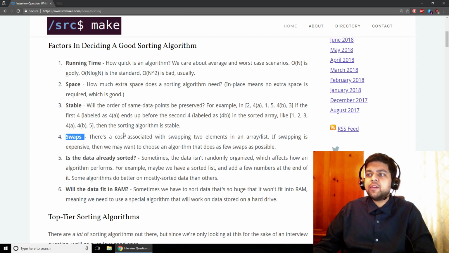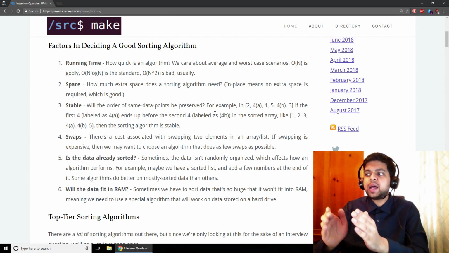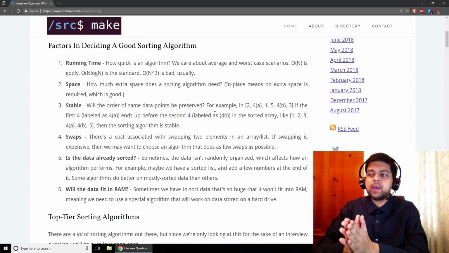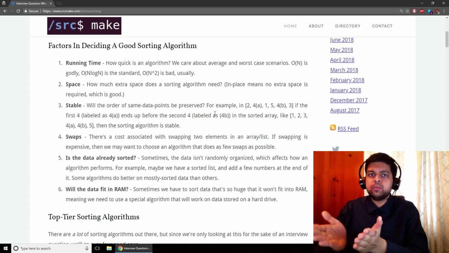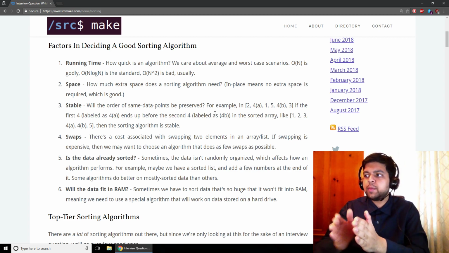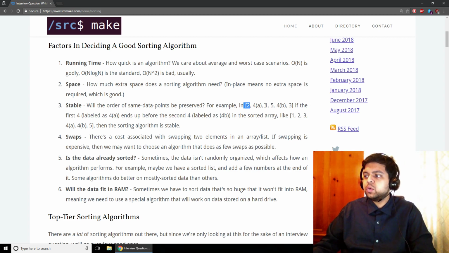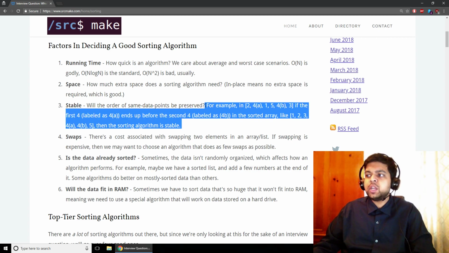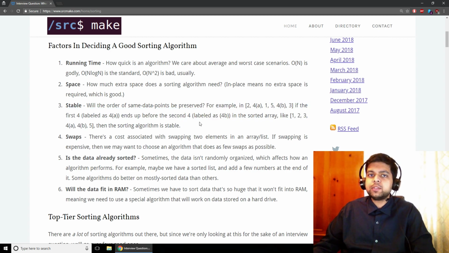Now, the next factor is the number of swaps. Remember that this is an algorithm, and there is some computation time that happens when you actually do these swaps. So for example, if you switch this 2 and this 1 to get those in order, that actually takes some computation cost. And in some situations, you don't want to have as many swaps as possible.